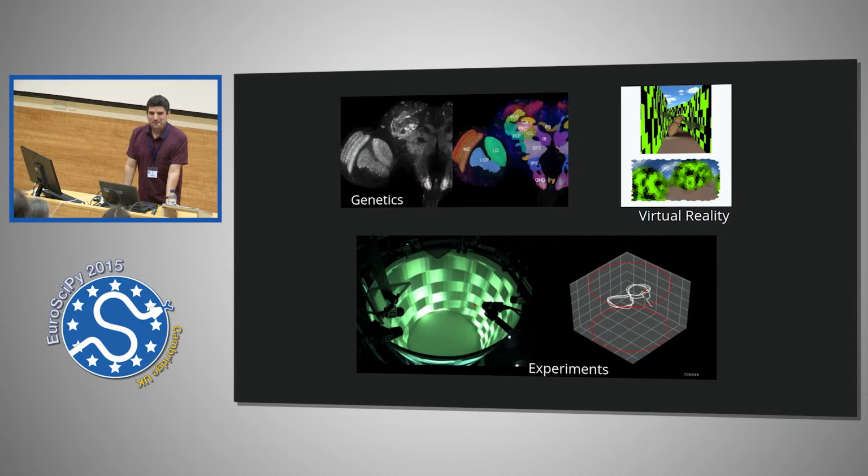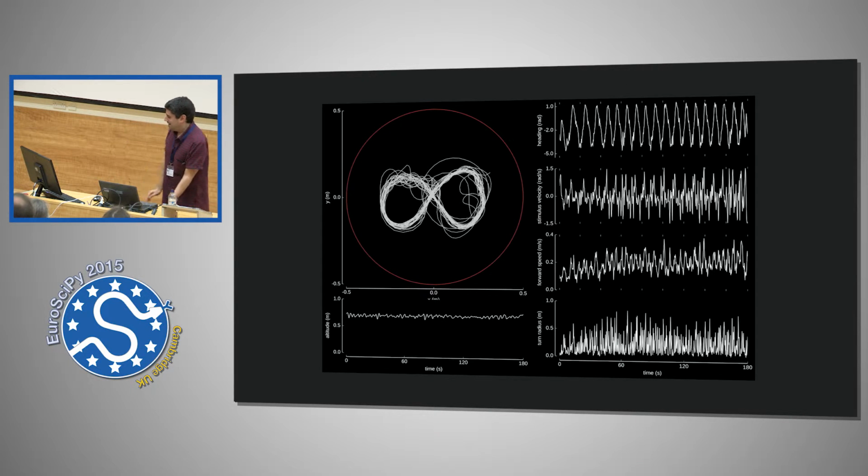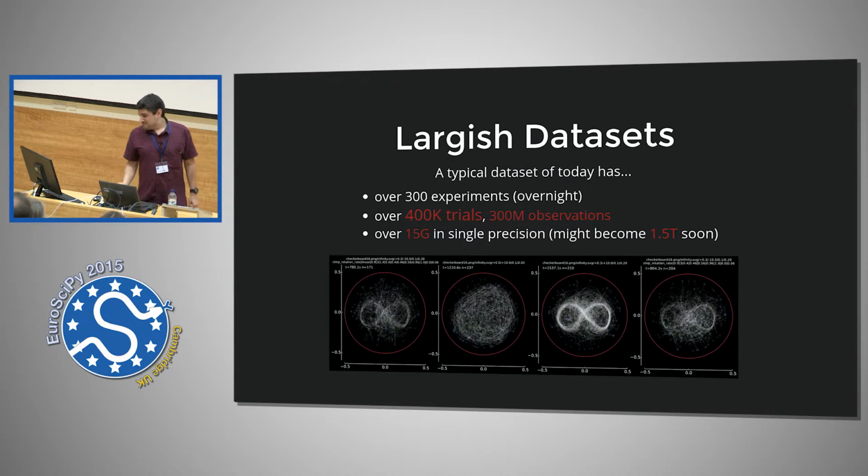So, okay, what do we have out of this? We have trials, and trials are time series, loads of time series. So you can see there a top view of that flight that you just saw, and some time series associated with it. The quantity of data that we have in there is kind of large. A typical data set I was working with these days has over 300 experiments, which means 300 nights putting flies in. Of course, we have many, so there are like 10 experiments per night. Over 400,000 trials, which means 300 million observations. And all that accounts for 15 gigabytes in single precision worth of trajectories and time series to analyze, which might become very soon much larger.